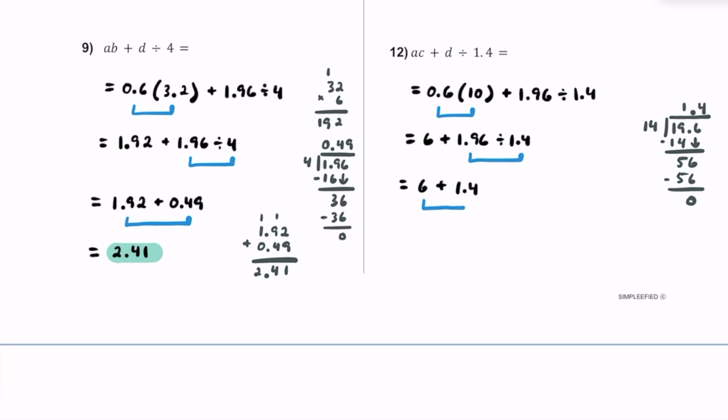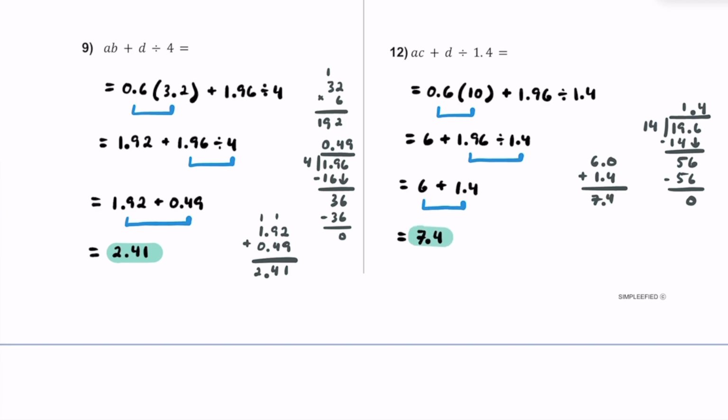Finally, if we add 6 and 1.4, keep in mind that we should line up the decimals here. So 6 is 6.0, and then 1.4 can stay as 1.4. If we add here, we're really looking at 7.4 if we keep that decimal in the same spot. So our final answer here is 7 4/10.